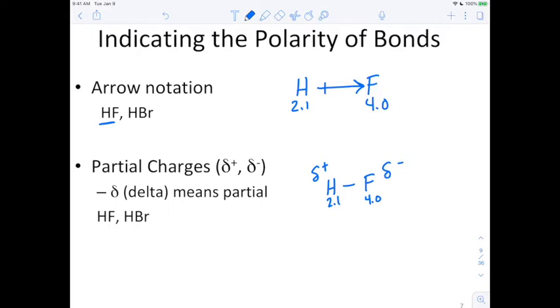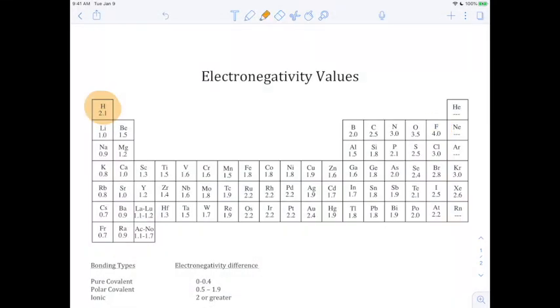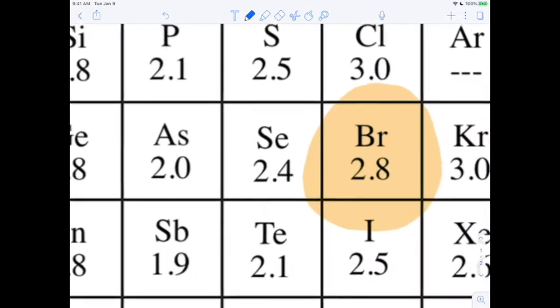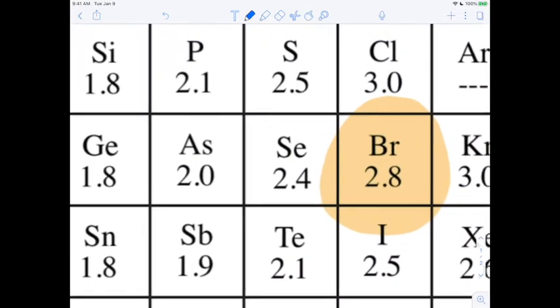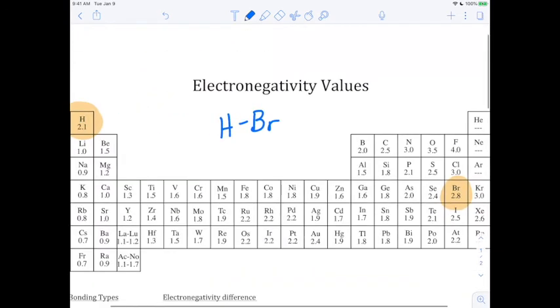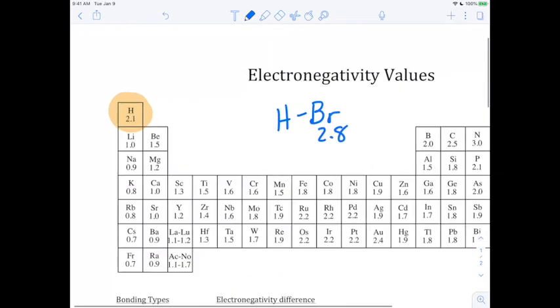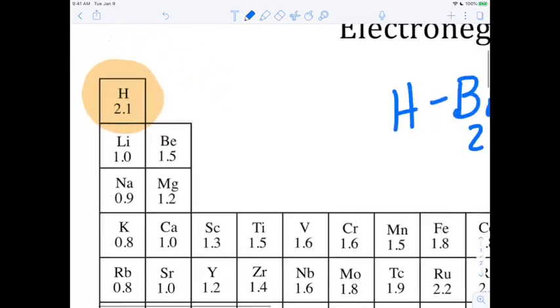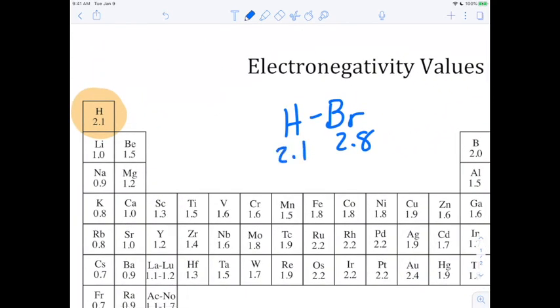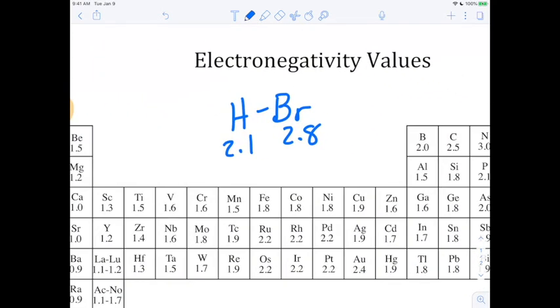All right, so next up, let's do HBr. I want you to try to do HBr in both notations. I know it's a little hard to see, so let me zoom in here. Bromine is a 2.8. Put that 2.8 right here. Hydrogen is a 2.1. And I want you to do both notations, so do the arrow notation and then the partial charge notation.